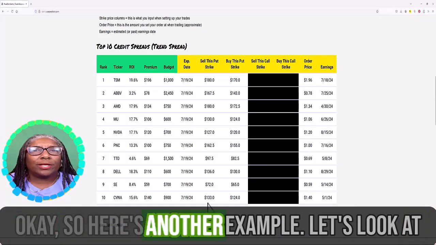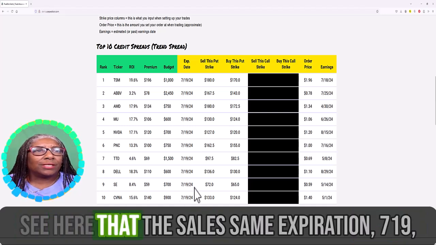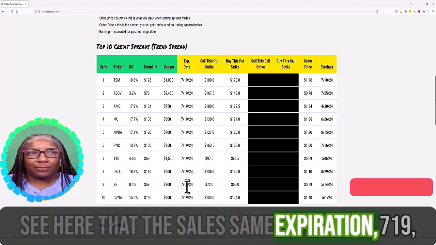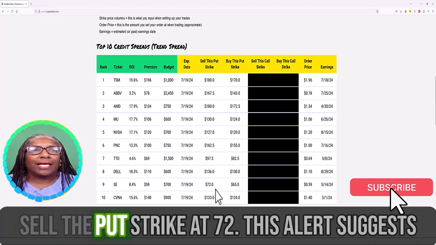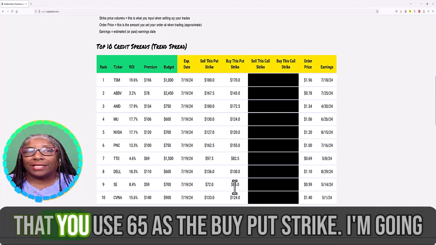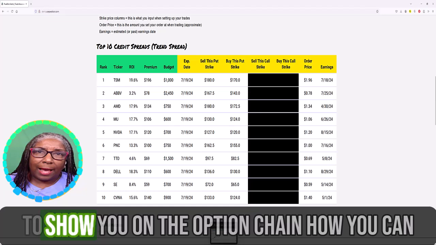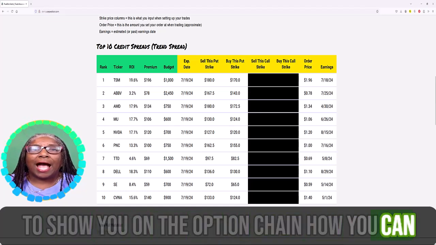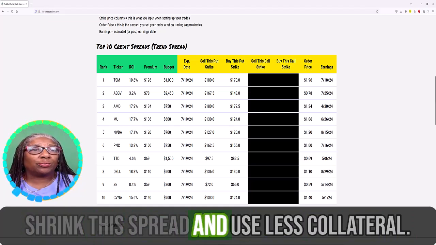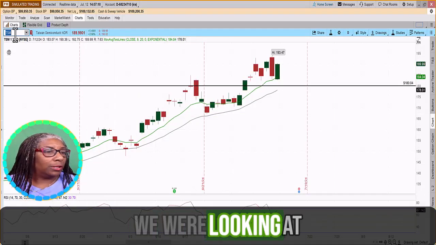Okay, so here's another example. Let's look at SE. You see here that the same expiration, 7/19, sell the put strike at 72. This alert suggests that you use 65 as the buy put strike. I'm going to show you on the option chain how you can shrink this spread and use less collateral. We were looking at SE.